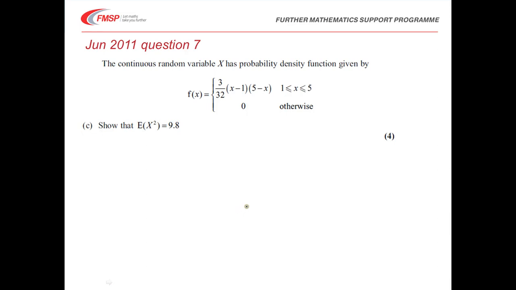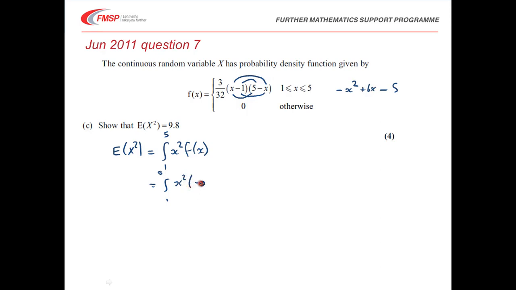So part C, we're now asked to show that the expectation of the square of x is equal to 9.8. So by definition, the expectation of x squared is equal to the integral over the support, which is going from 1 to 5, of x squared times f of x. Now there's only one f of x to worry about, so if I multiply out the brackets, I'm going to get minus x squared, minus 5, and we're going to get 6x in the middle. Okay, so always just make sure you do that first.